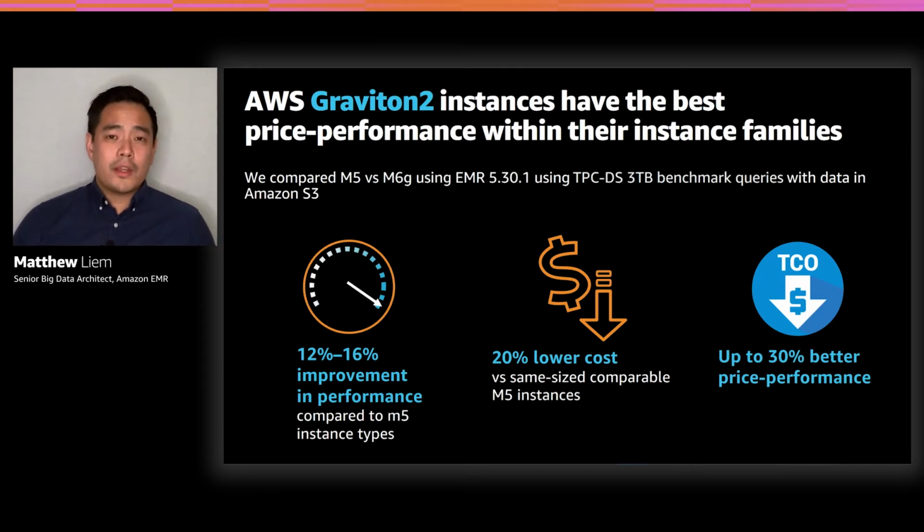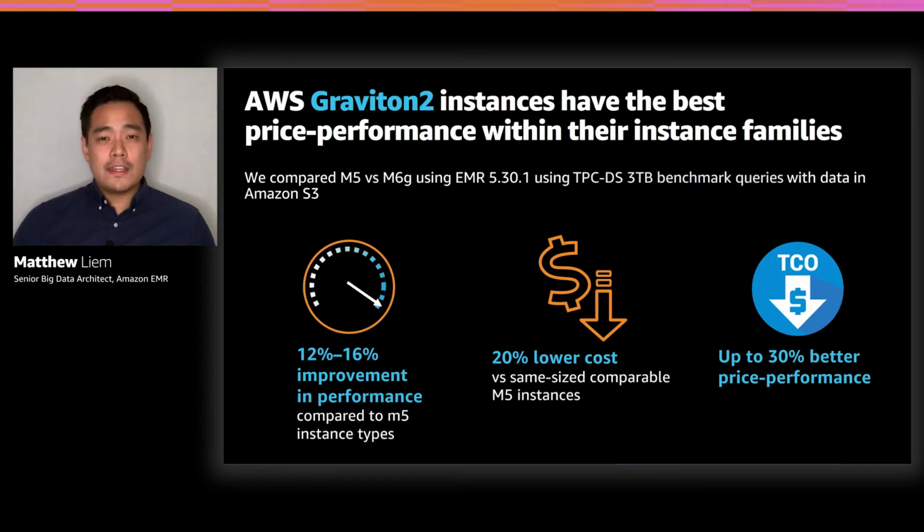We did some benchmarking where we compared M5 instances versus M6G instances, both using EMR 5.30.1 with a TPC-DS benchmark with data stored in S3. What we found was there was a 12 to 16% difference in performance when we compared M6G instances versus M5. And if you took those same instances and looked at the cost, M6G instances are 20% lower in cost versus the same sized instances in the M5 family.